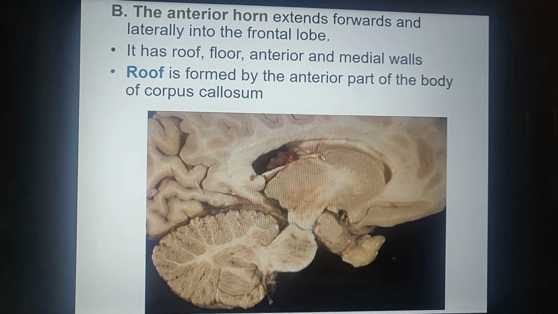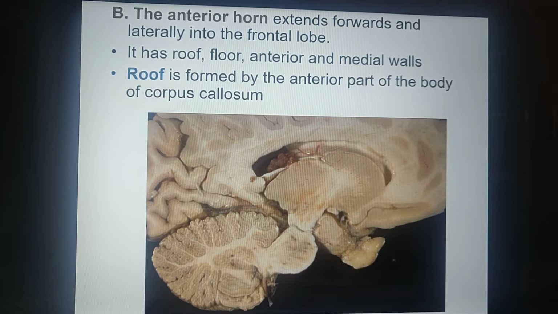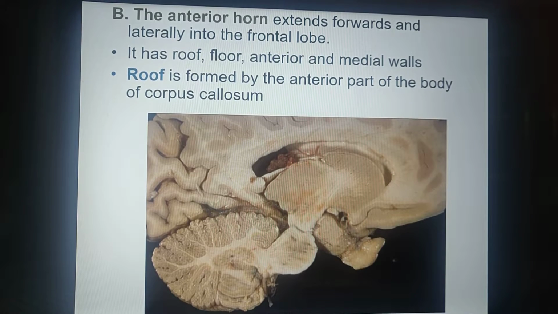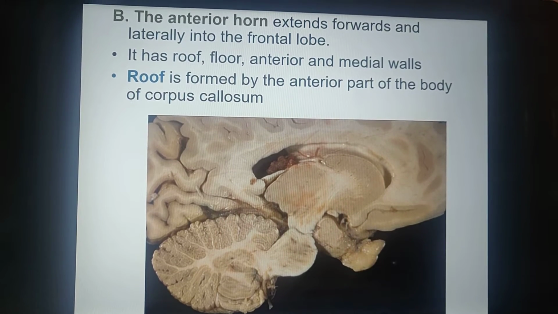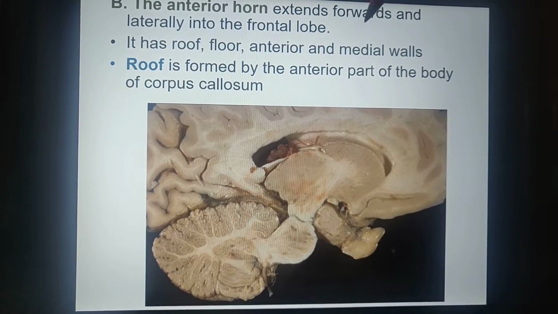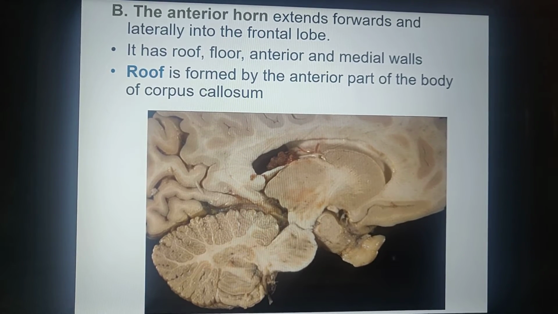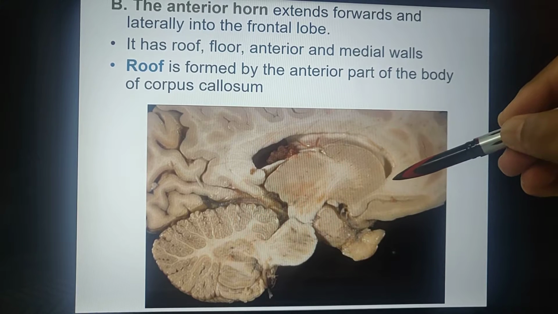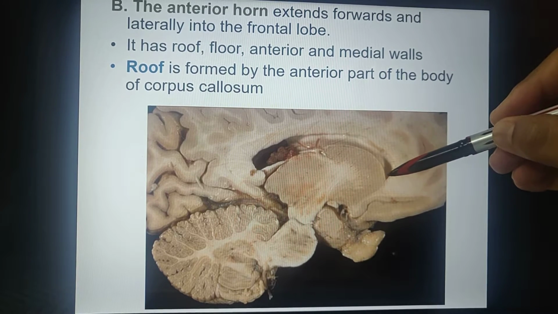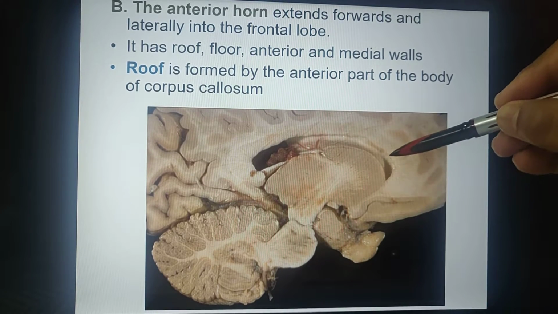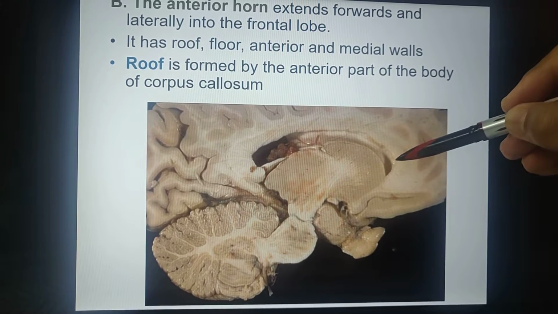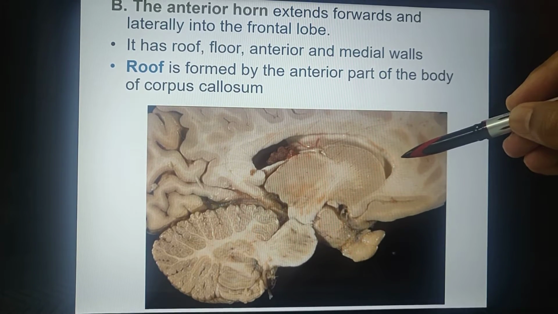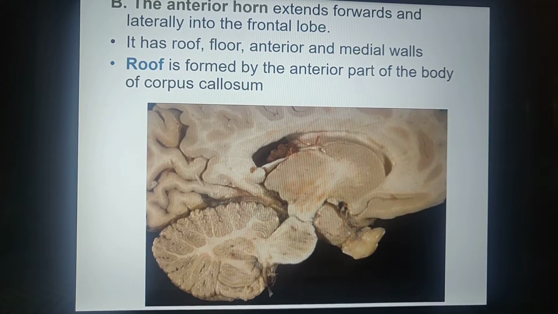Anterior horn extends forward and laterally into the frontal lobe. It has a roof, floor, anterior wall, and medial wall. The roof is formed by the anterior part of the body of the corpus callosum. This space is called the anterior horn of the lateral ventricle, and its roof is formed by the anterior part of the body of the corpus callosum.